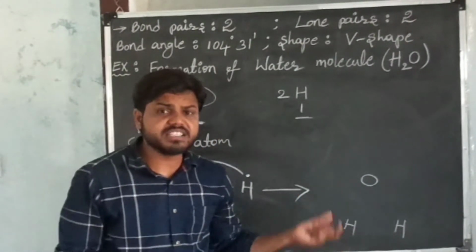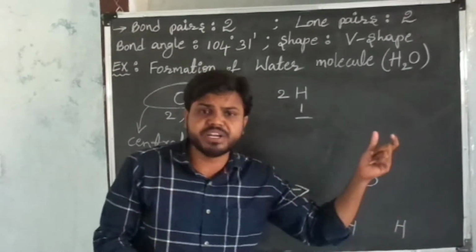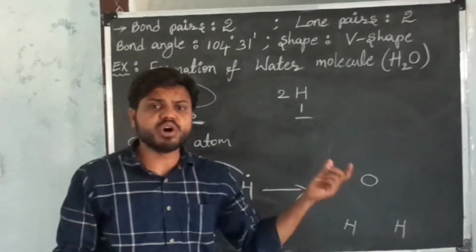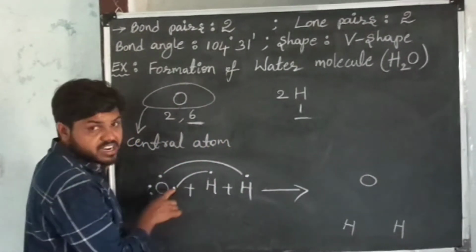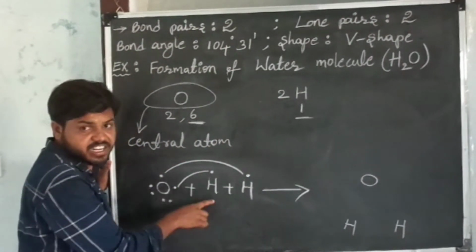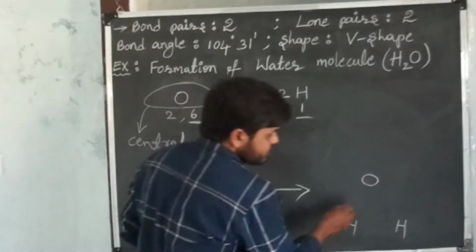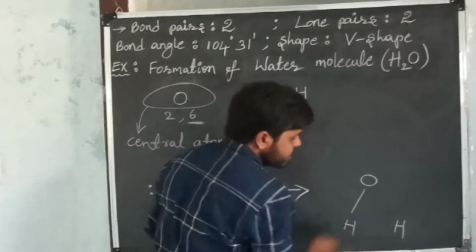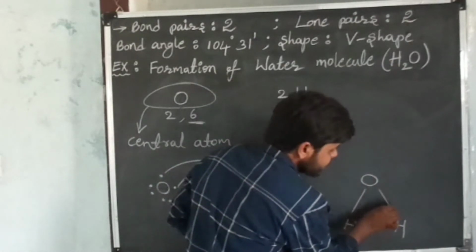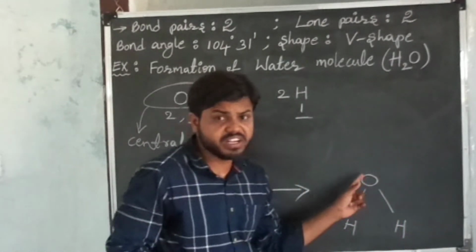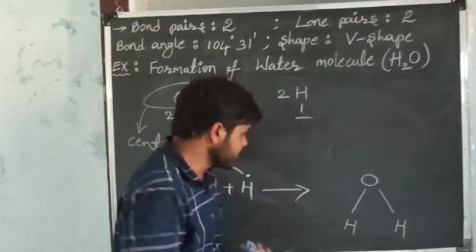If 2 electrons, or one pair of electrons, are shared between any 2 atoms, the bond is a single covalent bond. That's why here also 2 electrons are shared between oxygen and each hydrogen atom. So I am placing a single covalent bond between oxygen and hydrogen atom. Here also I am placing a single covalent bond between oxygen and hydrogen atom.